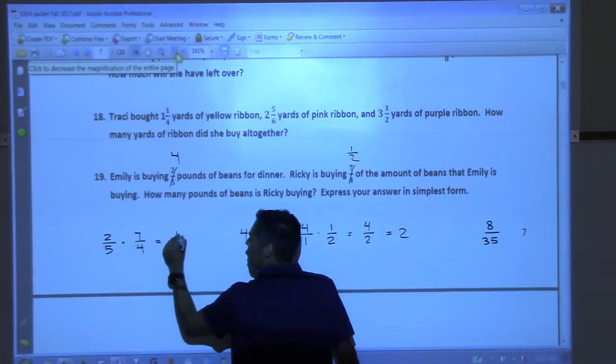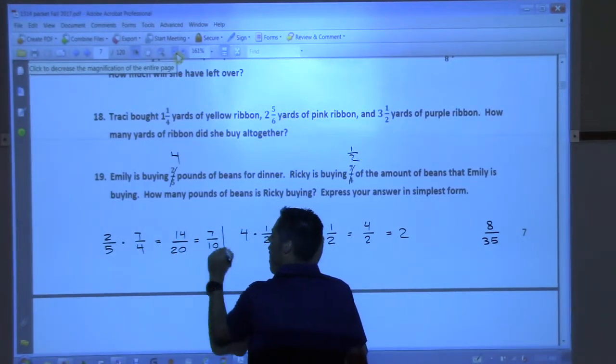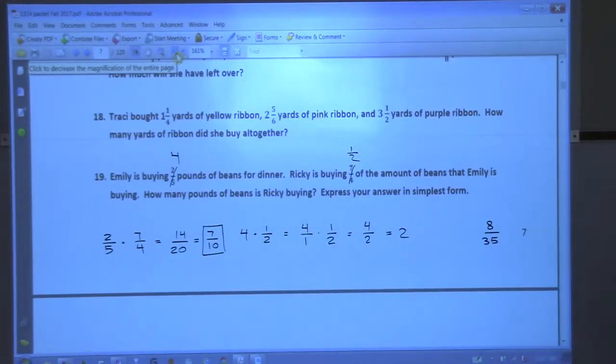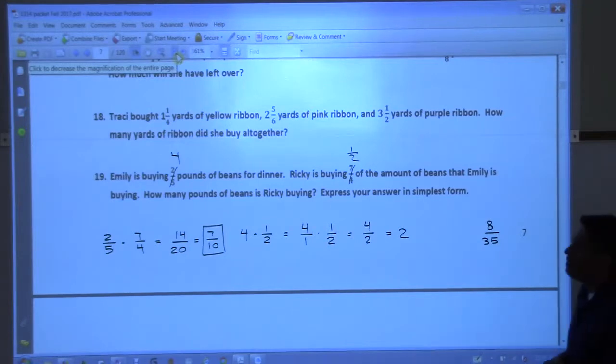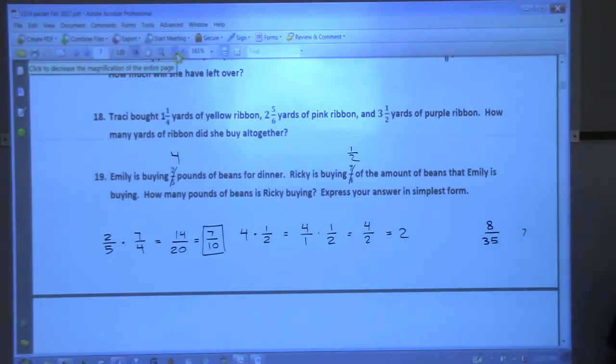Okay, so multiply across, you get 14 over 20. And then you can reduce that fraction to 7/10. Is that what the key had? Yeah, okay, so that is correct. So Ricky is buying 7/10 of a pound of beans.